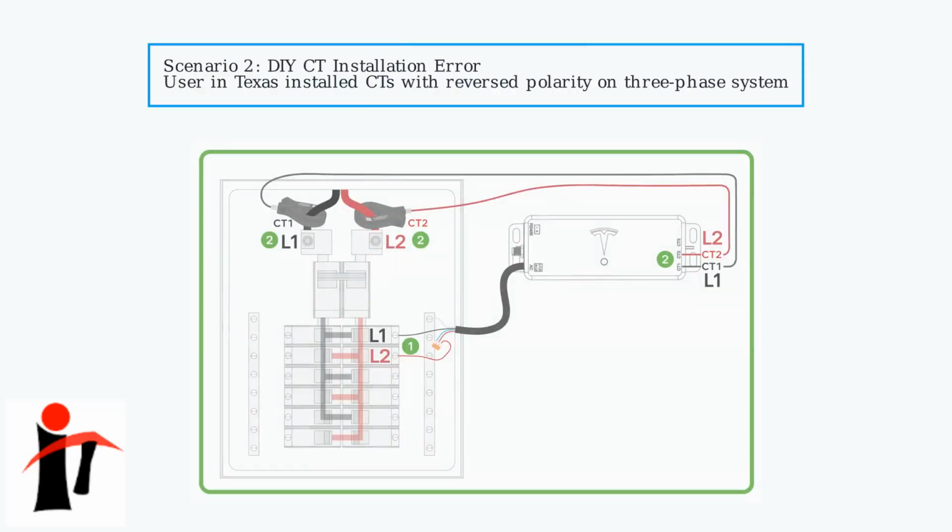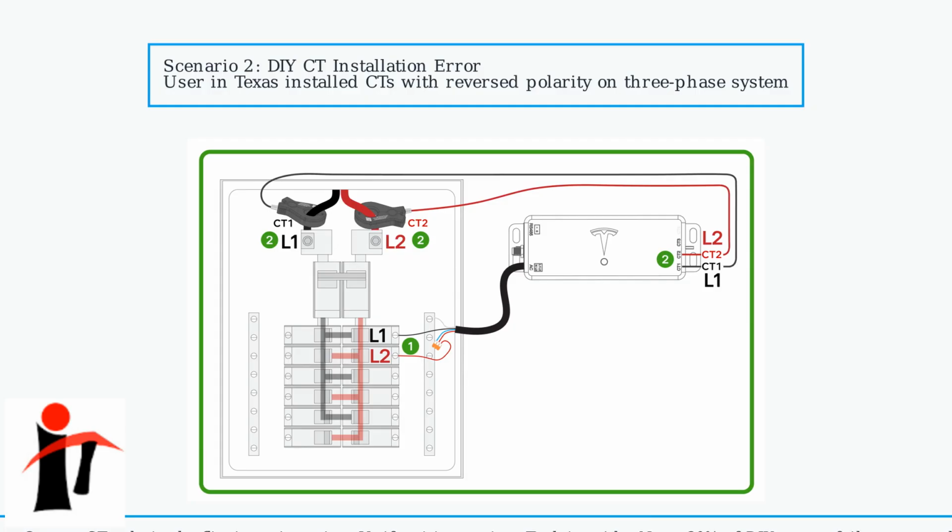Another common scenario involves incorrect DIY installations of current transformers. In Texas, a user installed CTs on a three-phase system but got the polarity reversed, causing the app to display inverted grid flows. This meant import appeared as export and vice versa. The solution was to correct the CT polarity by flipping their orientation. Tesla forum experts advised verifying the phase wiring against Tesla's installation guide. This highlights the importance of professional installation to avoid damage, as 30% of DIY setups result in permanent issues, according to user surveys.